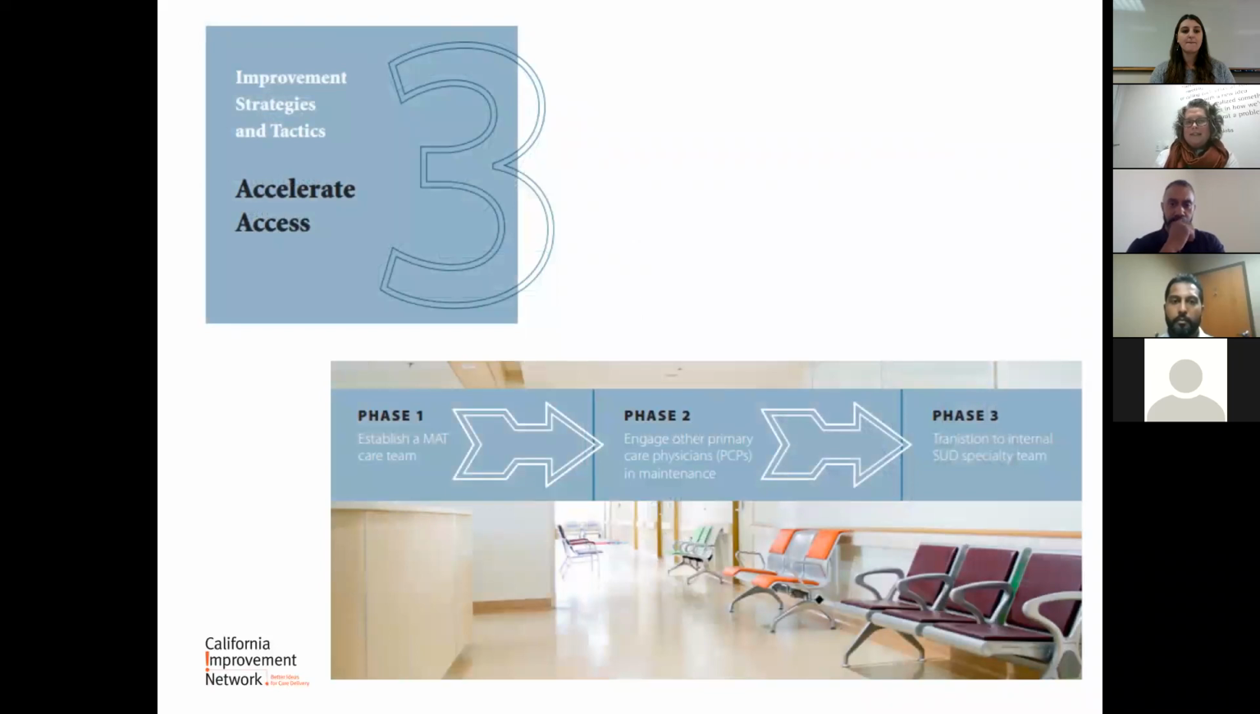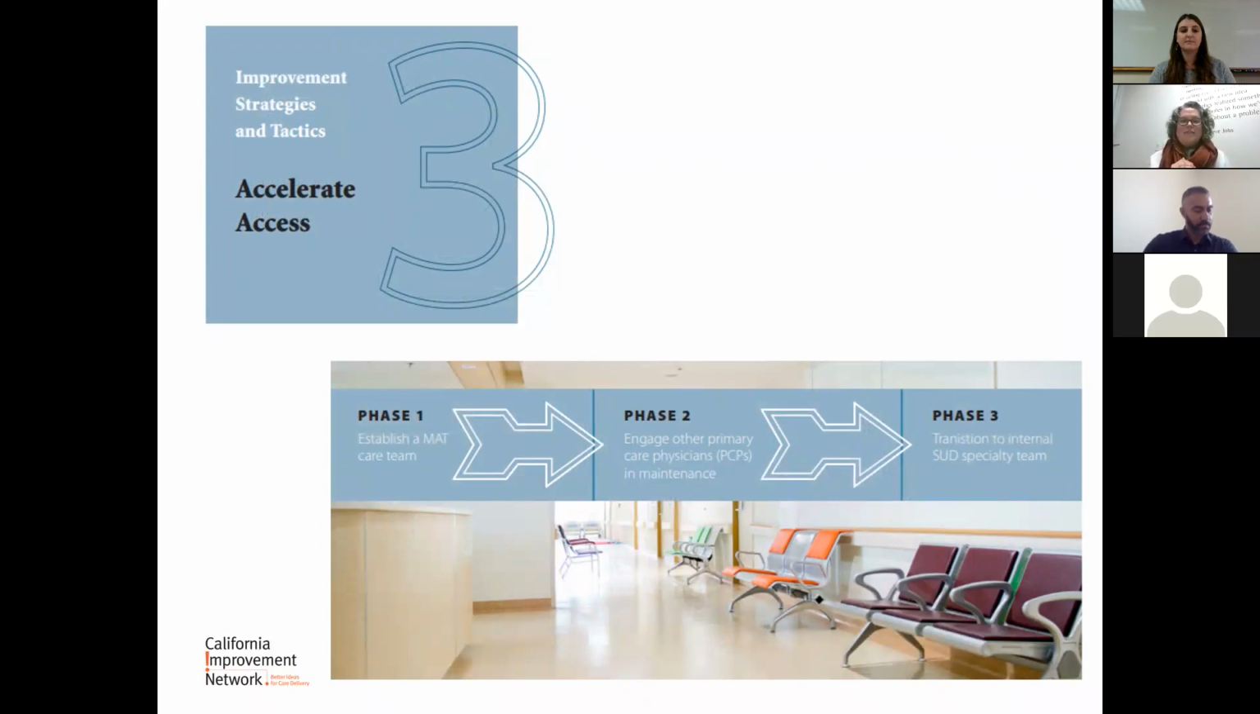And then lastly, this accelerating access to treatment. I think we'll hear quite a bit of this today, but this evolution of what that accelerating access looks like, and it doesn't necessarily start out with a full-blown MAT program, right? That you grow it, really honing in on QI, the QI process, right? The model for improvement, a small test of change, learn, refine, right, as you grow and scale.